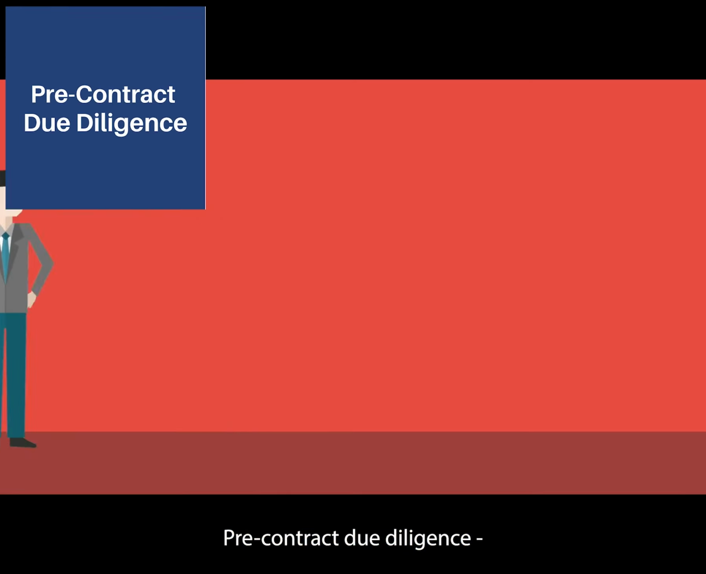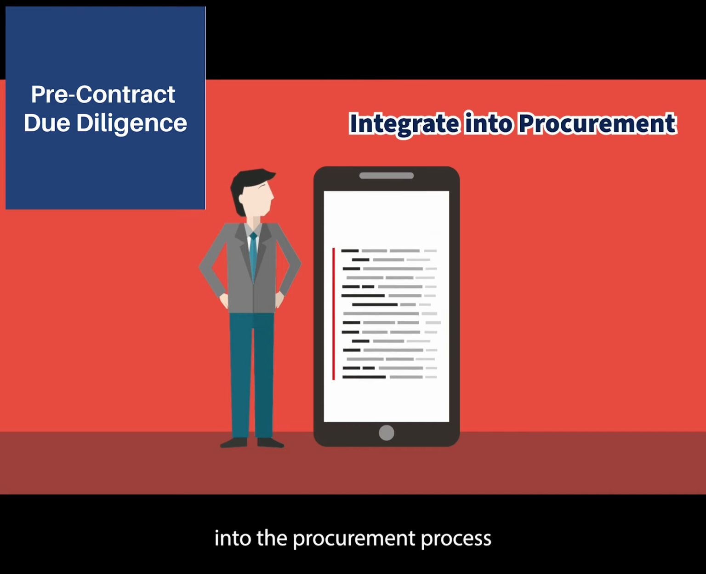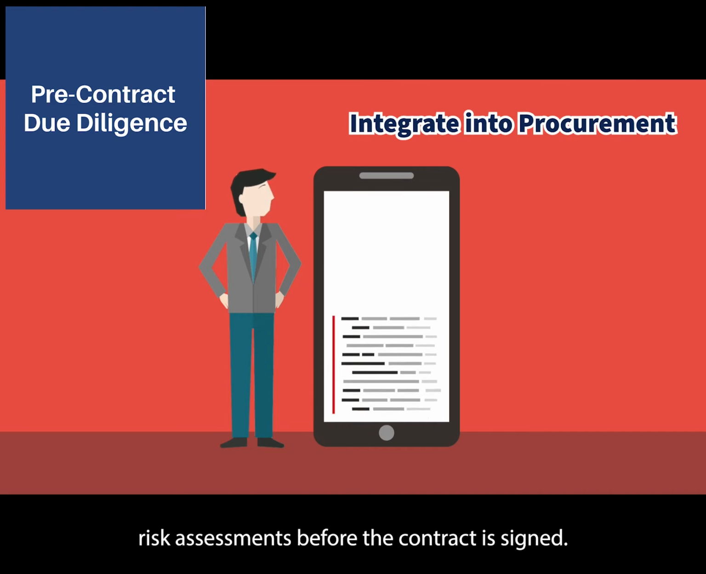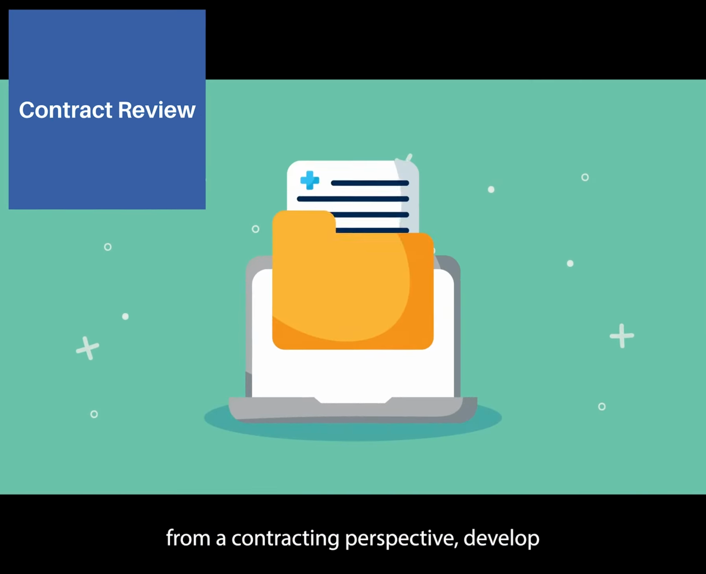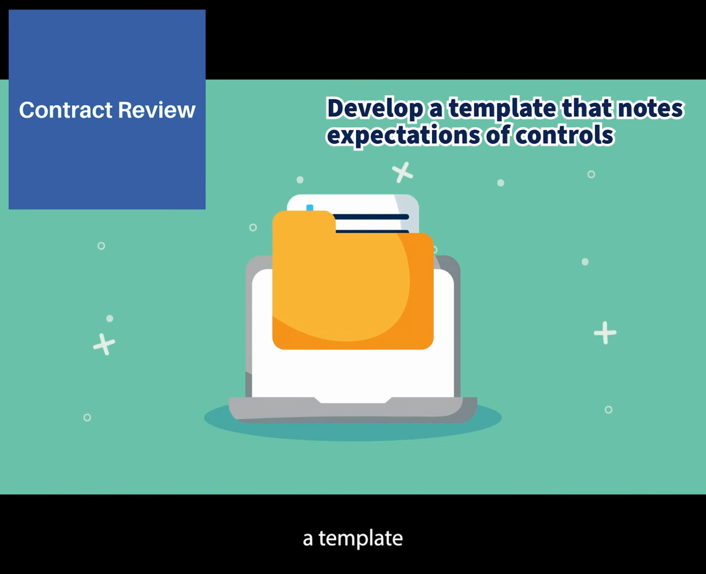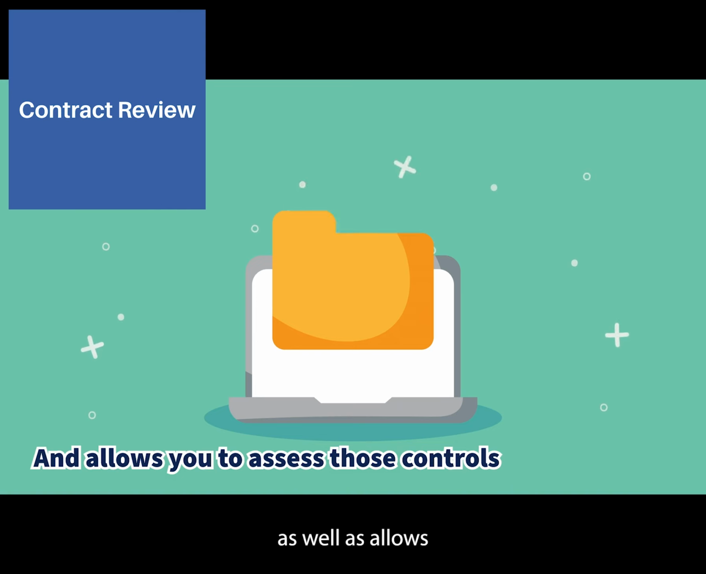Pre-contract due diligence. From a pre-contract due diligence process, you want to start integrating into the procurement process and ensure that you can review risk assessments before the contract is signed. Contracting or contract review. From a contracting perspective, develop a template that notes expectations of controls third parties should have in place, as well as allows your organization to assess said controls.